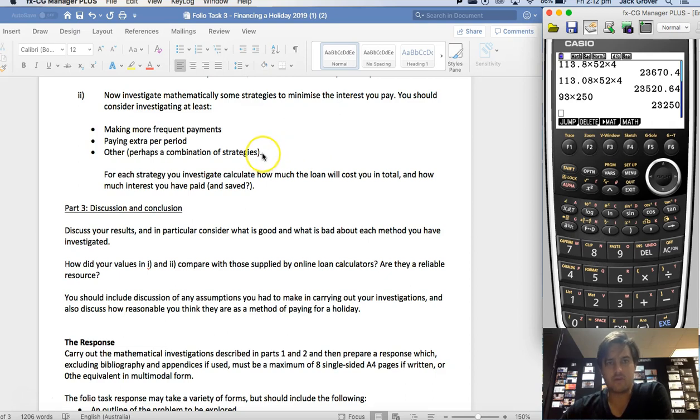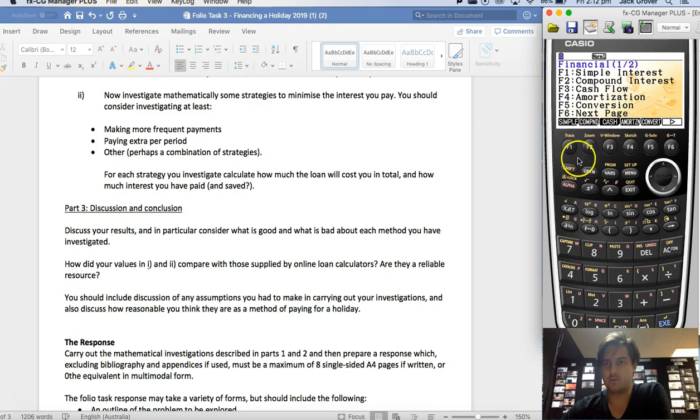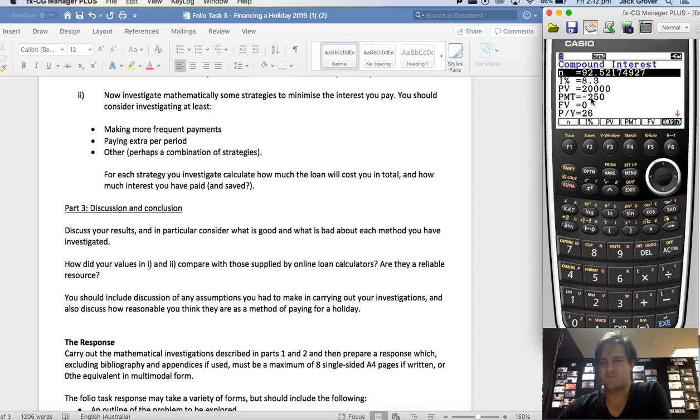The last dot point in there is a combination of both. If you need me to go through that, I'll go through that in class. But it is effectively just changing our N value. So if we go back in here, we change our N value to weekly, like we were going to do before, and our payments per year to weekly, and leave our payments at 250 or 260.